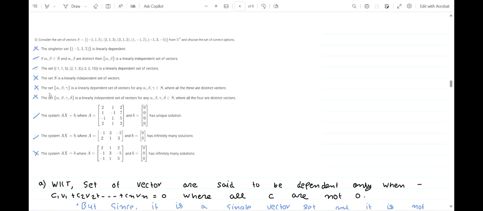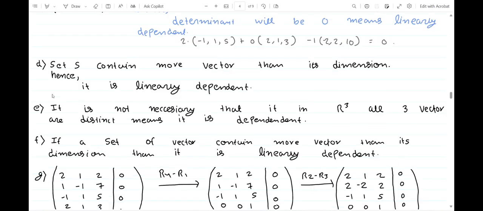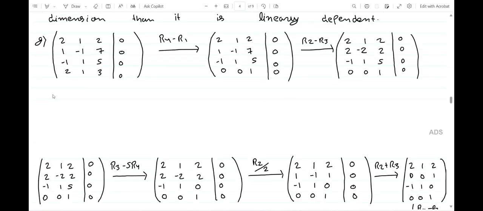Now, similarly, the explanation of all the other options is written below. You can pause and see the explanation. Until then, let us move further.